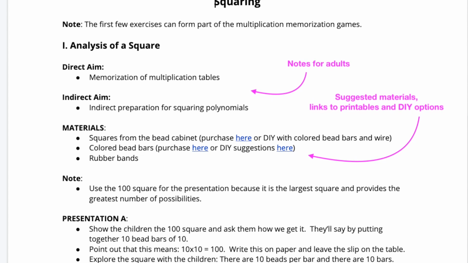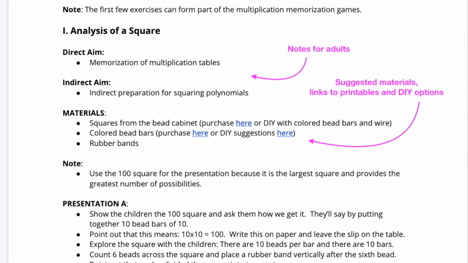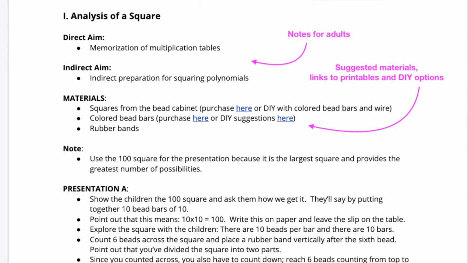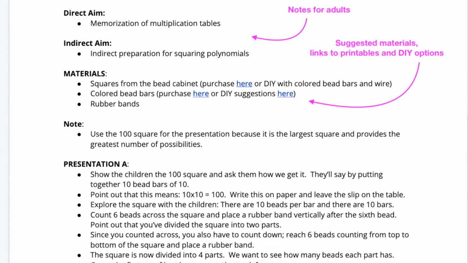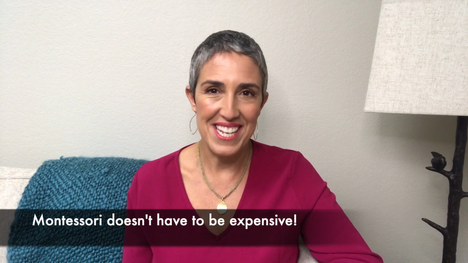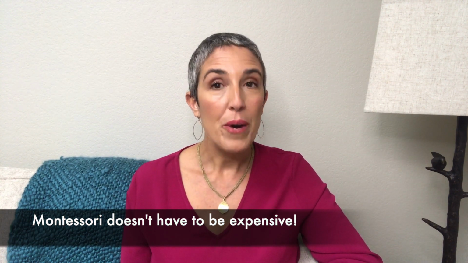You'll find links to purchase materials from reputable vendors. And I've also included tons of links for free or low-cost printables of the highest quality, which I use in my own homeschool, because Montessori doesn't have to be expensive. Whenever relevant, you'll also find links to supportive resources like books or websites.